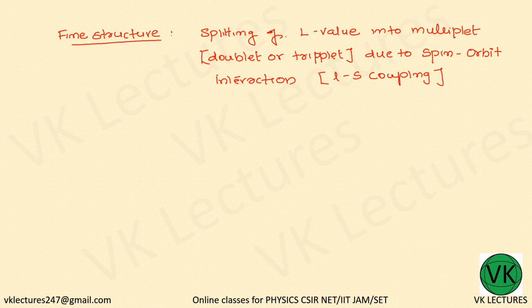Now assume that here we have the atom, the center, and electron revolving around it. Now, due to orbital motion, which is in this way, and due to this orbital motion there is magnetic field at the center. So here you have the magnetic field.